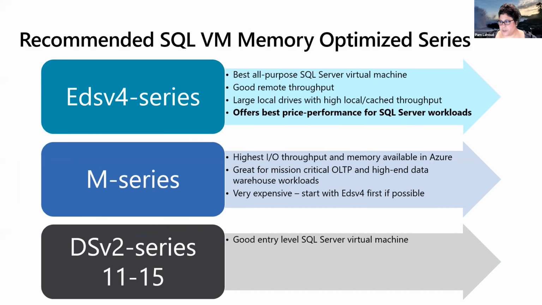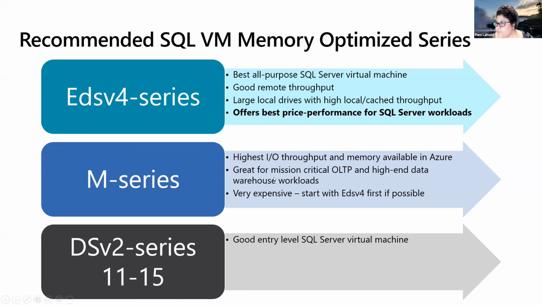The EDS v4 series, my personal favorite. This is the best price performance for SQL Server workloads. It's got a decent amount of remote throughput, one of the highest series out there. It's got the right core to memory ratio of 1:8. So for most SQL Server workloads, we're finding that the sweet spot is 8 gigs of memory per core. So it's got that 1:8 ratio. And it's got that huge amount of local throughput. This is just such a great series. So if you're not sure, this one is usually the best price performance.